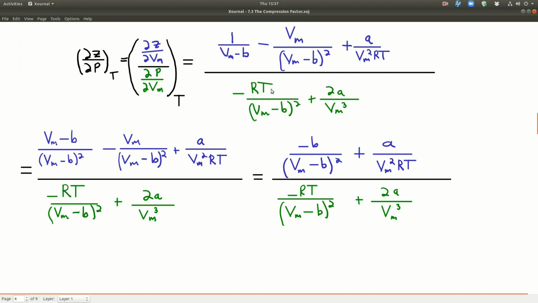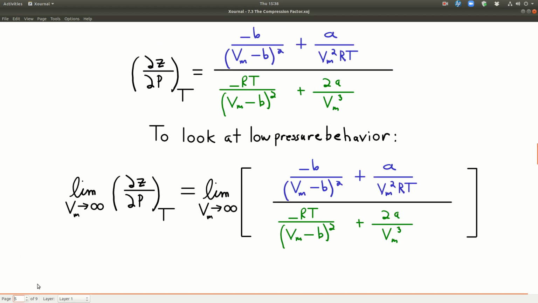Now just doing a little bit of algebra. Multiplying by molar volume minus b over molar volume minus b here, which is just 1, we get this expression. And that's nice because now we have two terms with the same denominator. The molar volume here and here cancels. We get minus b over this. And the denominator is the same too. All right. So this is what we have at this point. Partial Z, partial P, constant T is equal to this expression.